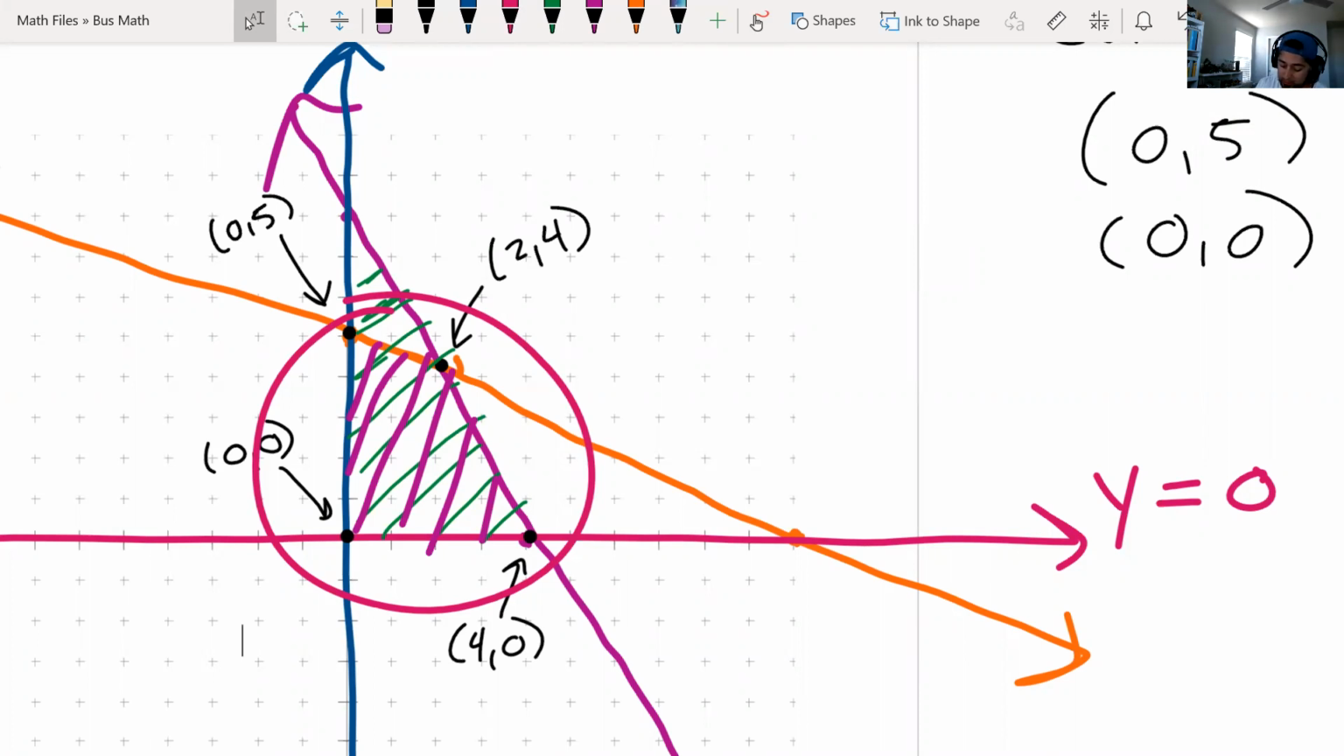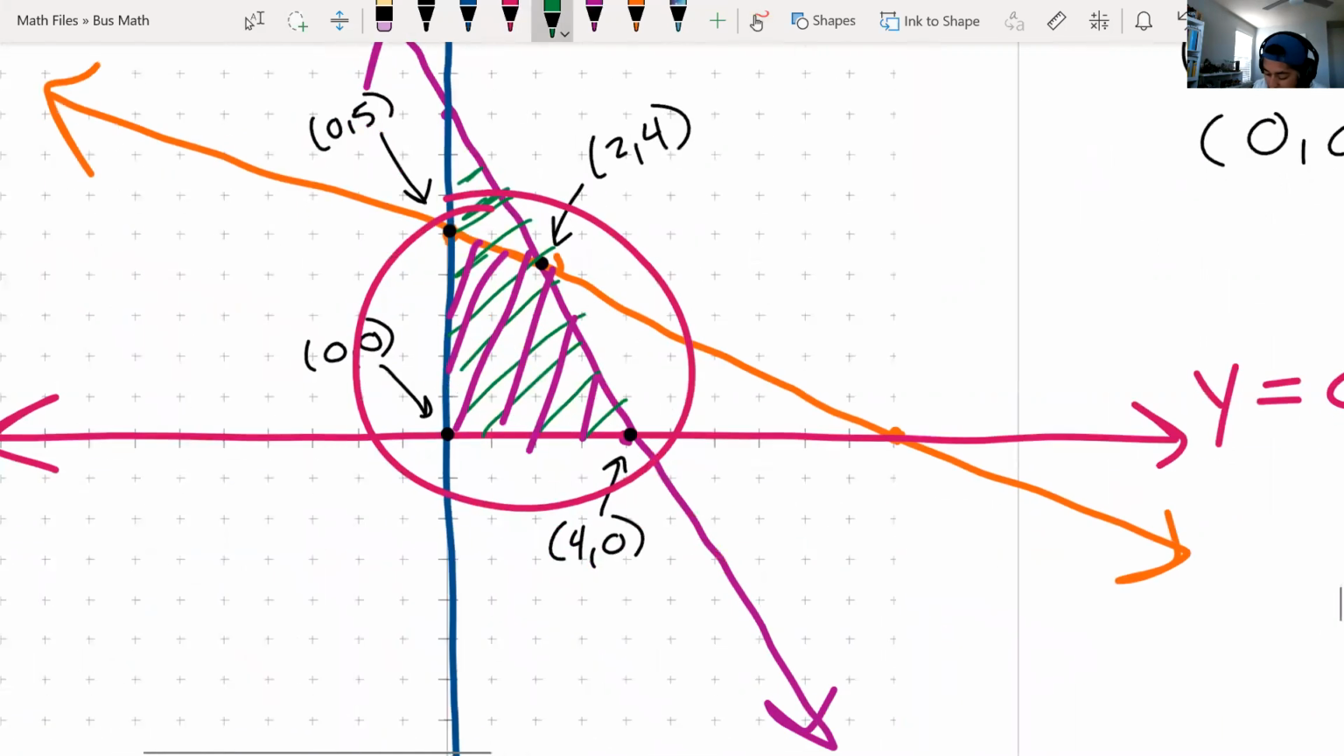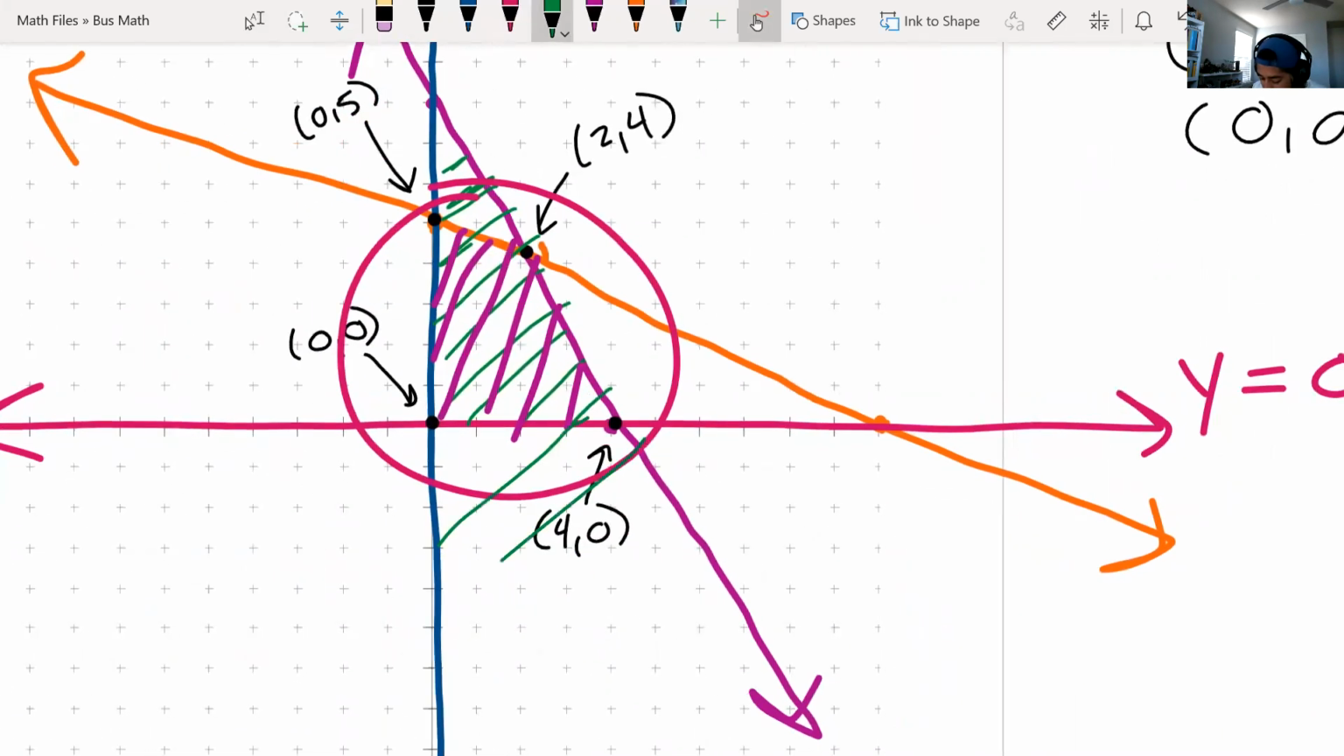Yeah. Because you could shade everywhere else. Like, this purple line could have kept shading downwards. So it could have kept going this way, this way, this way, if you wanted it to, but we don't need to go past the first quadrant because of those non-negative restrictions, right?